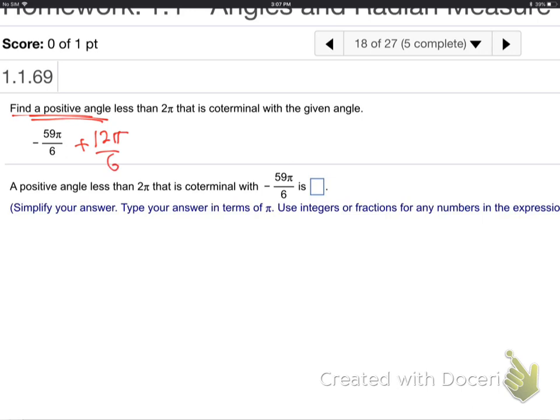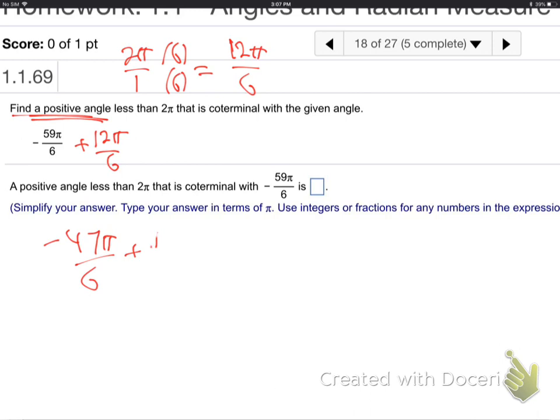How did I get that? I took 2 pi over 1, which is a full circle, 360, and I multiplied top and bottom by 6 to get 12 pi over 6. That's a fancy 2 pi, isn't it? So that's a full circle. So I just keep adding. Now, how many times? Well, the first time you do it, you get negative 47 pi over 6. Then you do it again.